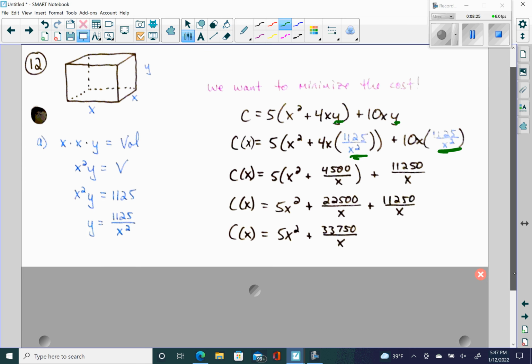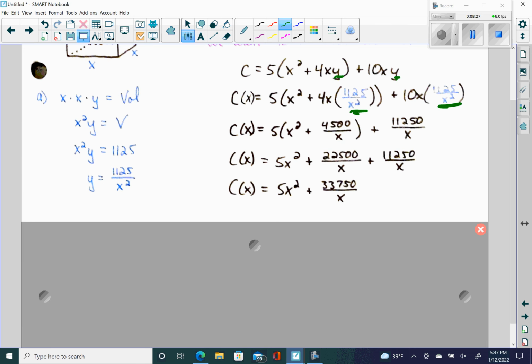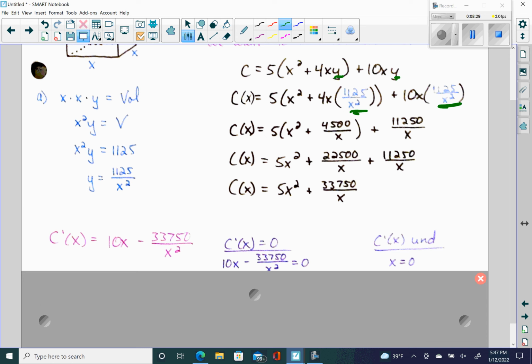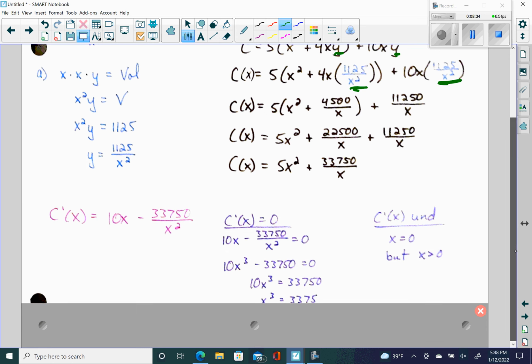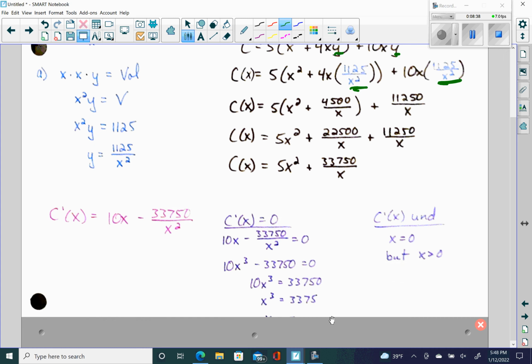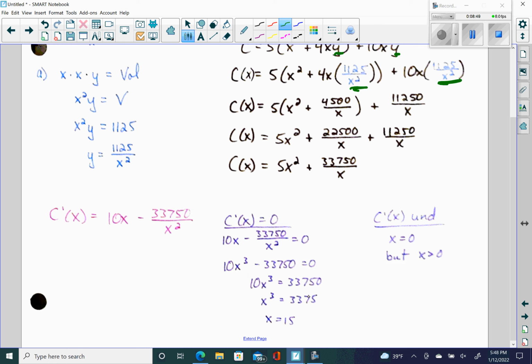Now we're going to find the derivative of C of x, and then ask ourselves, where is it equal to 0? It's undefined at x equals 0, but kind of like the last problem, x has to be greater than 0. Here we're going to multiply everything by x squared, so this is what we get. And then we take the cube root of 3375, turns out to be a very nice number, 15. You could definitely use your calculator on that.